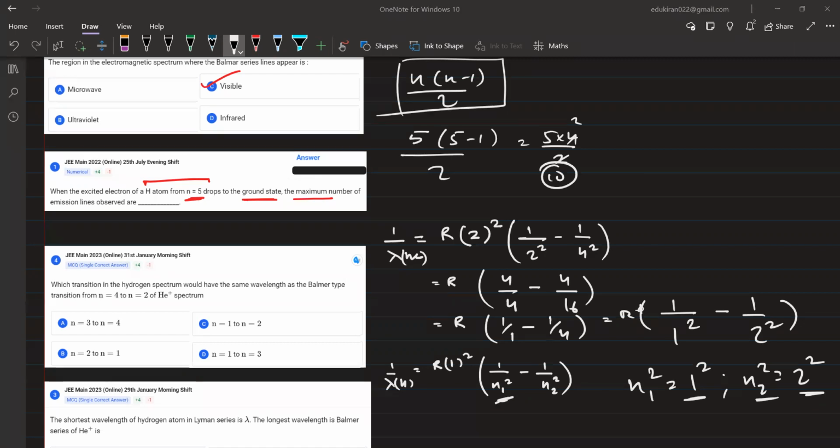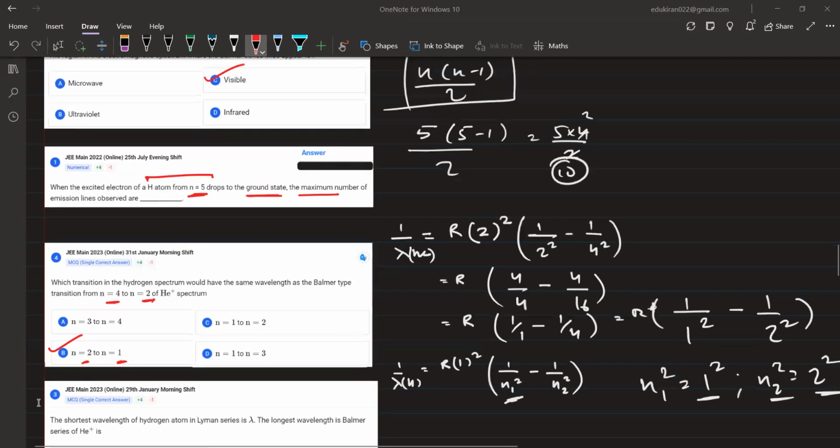Yes, sir. B option is correct, 2 to 1, higher से smaller, है ना, greater से smaller. Adriel and Priya understood this, yes or no, please tell me. Yes, sir. Yes, sir.